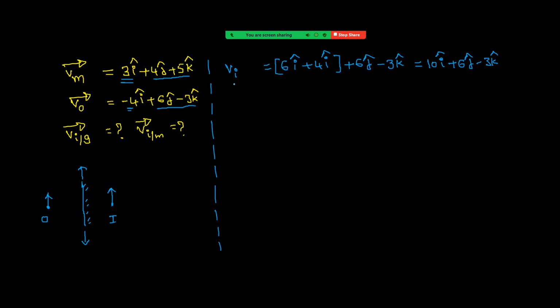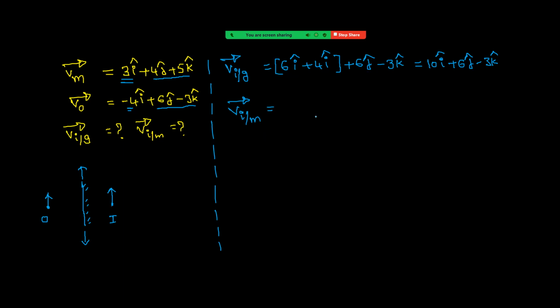And here we have to calculate. See, this is the velocity of image in ground frame, with respect to ground. Okay. Let us do one thing. Now we have to calculate velocity of image with respect to mirror. This is what we have to calculate.